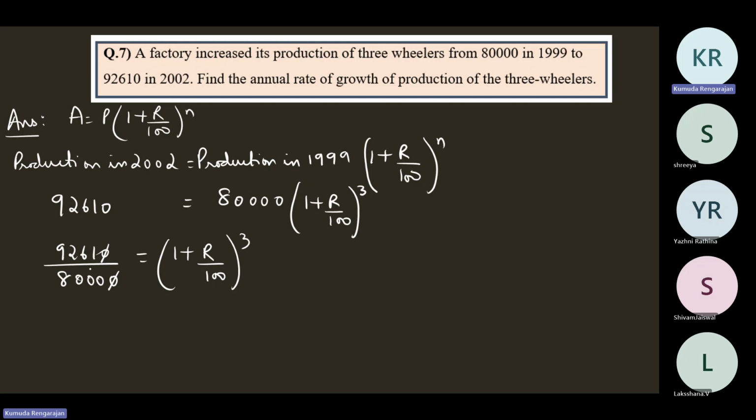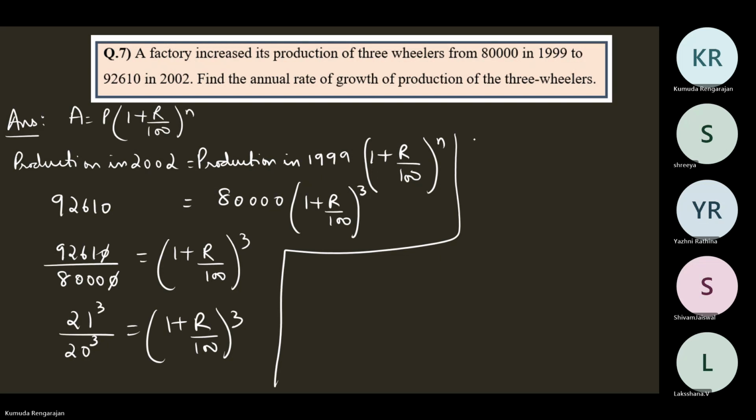So now these two numbers, 9261 and 8000, you cannot simplify any further, children. You cannot simplify them using any common tables. At this point, you should realize that 9261 is 21 cubed and 8000 is 20 cubed. So 1 plus R by 100, the whole cube, is equal to 21 by 20, the whole cube.